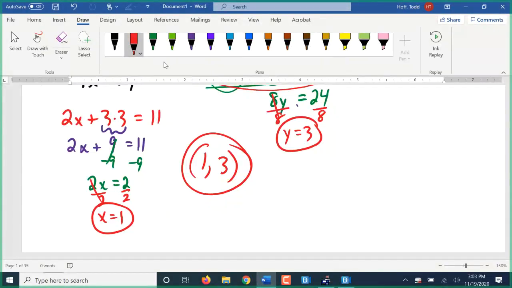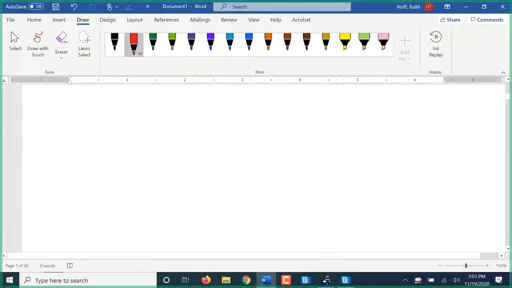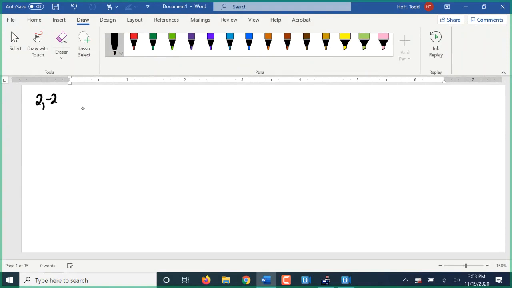Now, in the last several examples, we've only had to multiply one equation. We don't always have that option. We might have something like this. 3x plus 2y equals 2. X plus 5y equals negative 6.